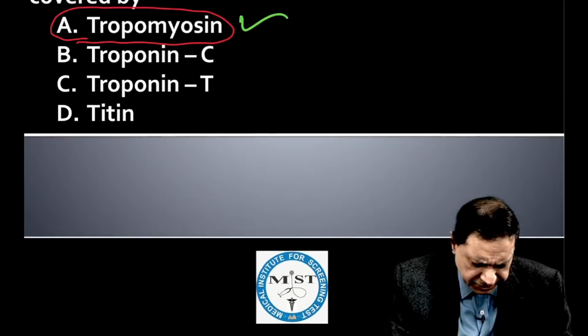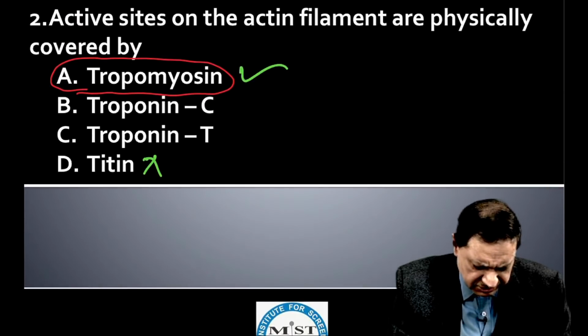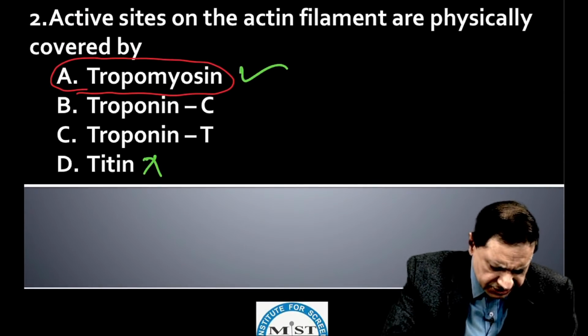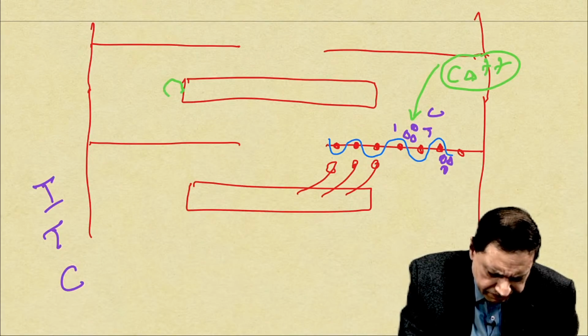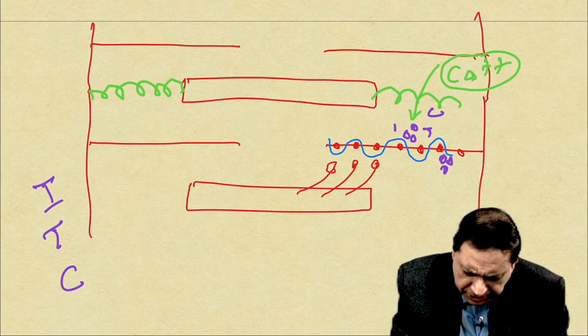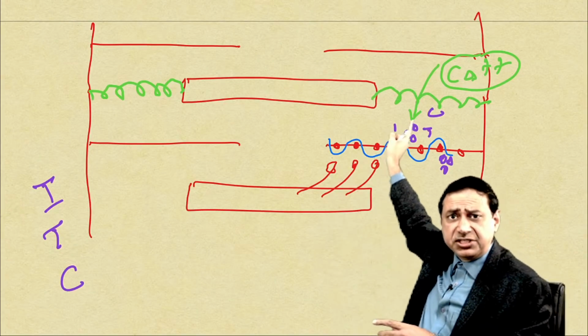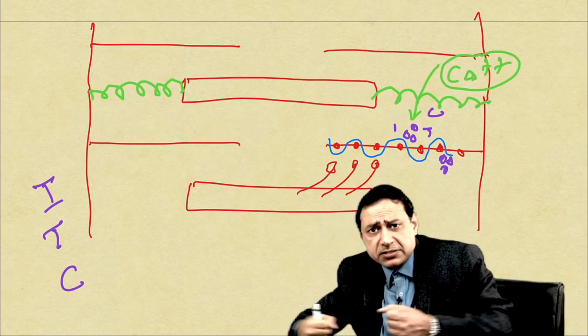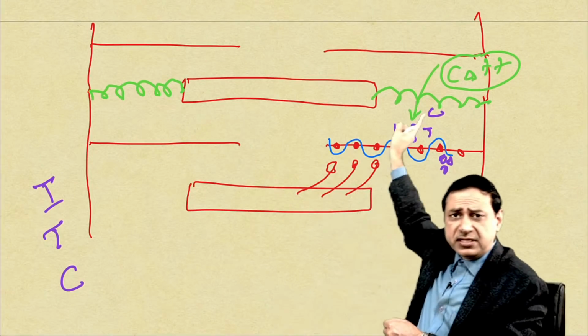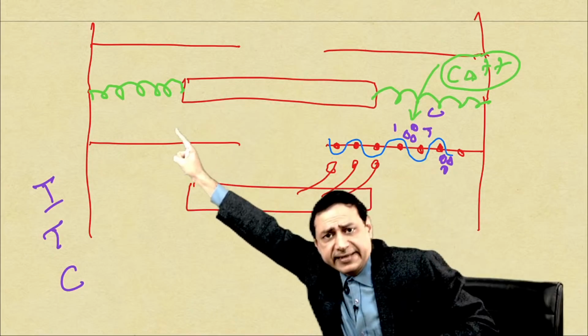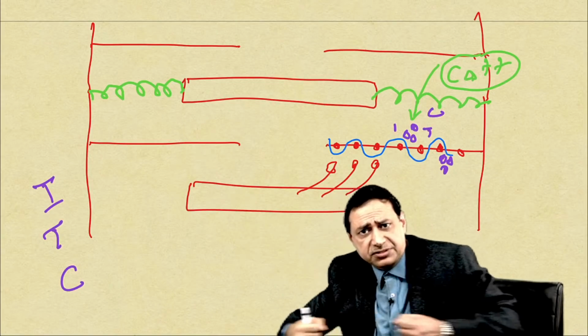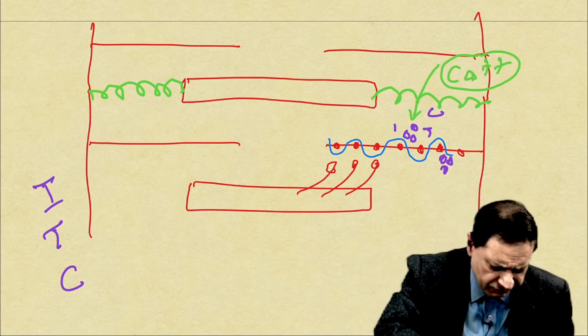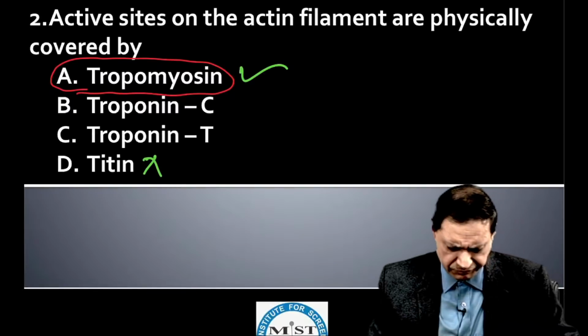Titin is something else. What is titin? This is titin. Myosin is connected to the Z line. This is an elastic protein. It will give the muscle elasticity. So this elastic structure is titin.